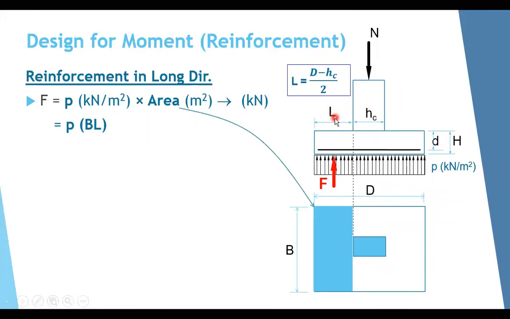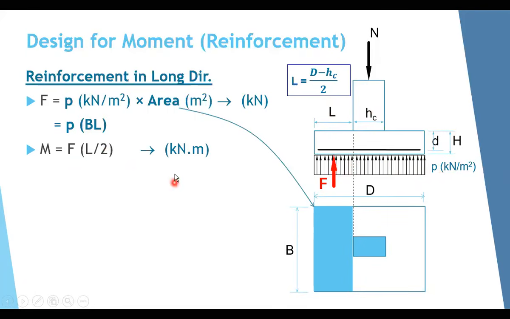If you know this L here, you can get this F. F equals B times capital B times L. Once you have this, we can calculate the moment. The moment in this case equals F times the lever arm, which is L over 2. So the moment at the face of the column equals F times L over 2.